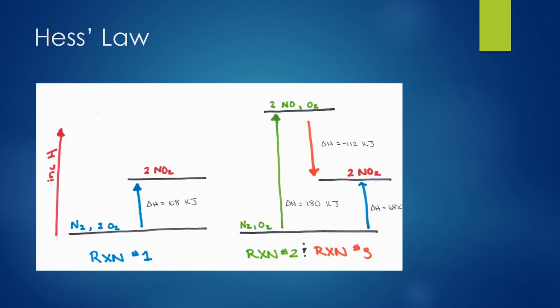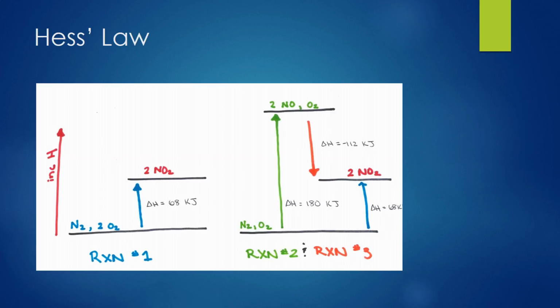We can look at the same exact reaction from a different diagram, a different perspective. This diagram is used in Zumdahl very frequently, so you should familiarize yourself with it. On the left, reaction 1 is denoted from N2 and 2O2, that's your starting point, and the arrow up is showing that some sort of energy had to be introduced to the system in order to turn it into 2 moles of nitrogen dioxide gas.